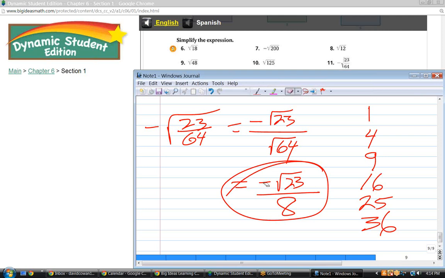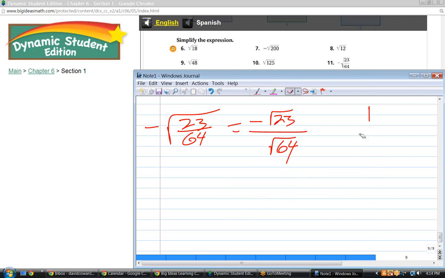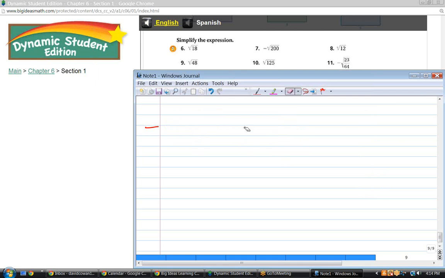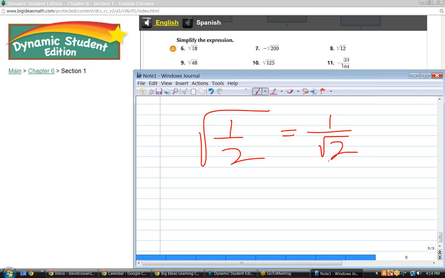Now, let's talk about this one. Well, since both of those are prime, you can't really do anything. Correct. So that's equal to 1 over root 2, right? Square root of 1 over square root of 2, square root of 1 is 1. Yeah. Problem with this answer is there is a convention in mathematics that says you never want an irrational number in your denominator.